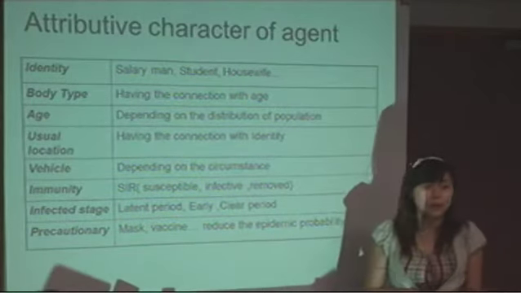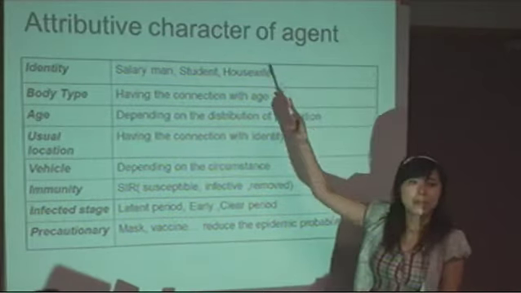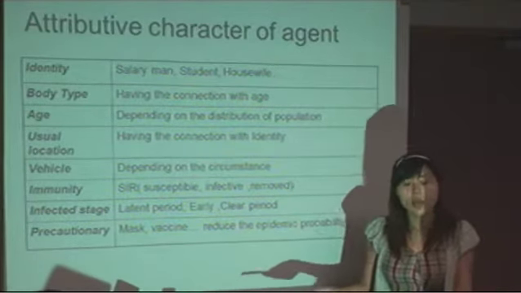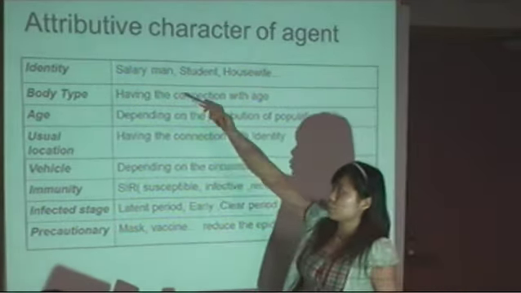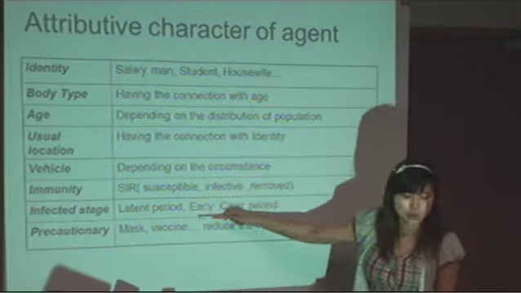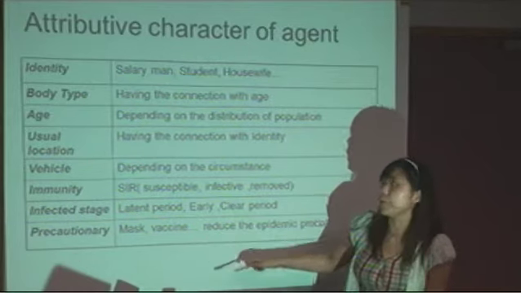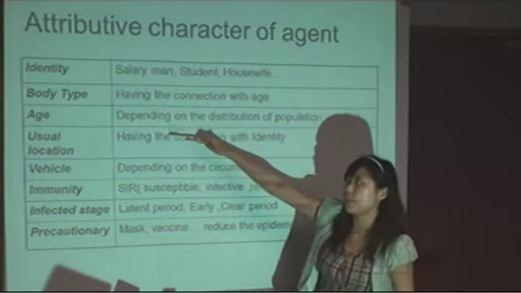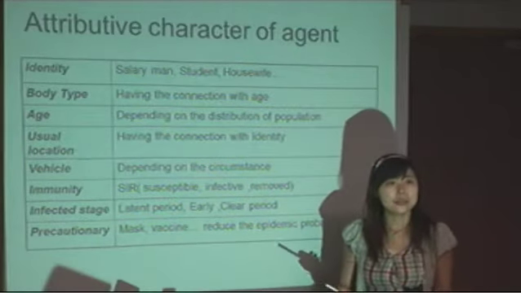I set some characteristics for the agents; every agent is actually a person in the system. Every person in the system has different characteristics. I divided all of the characteristics into several parts: identity, body type, age, location, vehicle, immunity, infected stage, and precautionary. Depending on the person, they have different identity, body type, age, and a lot of other things. That means they have a different probability of getting the disease.